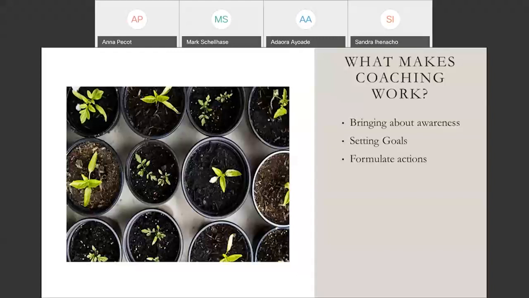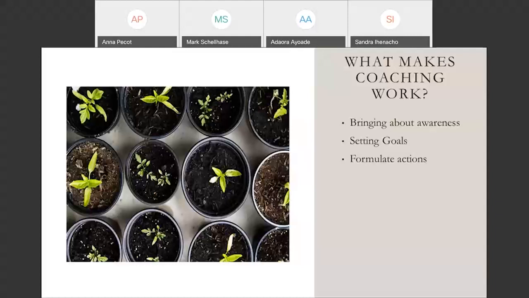So formulate actions is, I've decided that in order for me to improve my listening skills, I will read books on how to listen. I will watch movies on how to listen, or listen to audios. And when people are talking, I won't talk much. I will listen more. So these are actions you want to do. These are steps you want to take to meet your goal. So you must formulate actions.